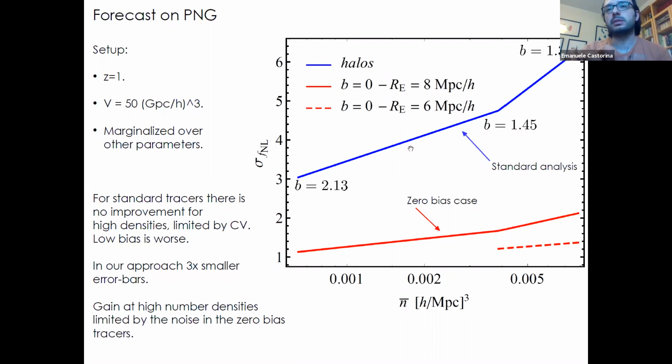What you see in blue is the standard analysis, where it never gets below a number which is over 3 or 5. Whereas in our case, we're able to push this much closer to 1, with improvements of more or less a factor of 3. If we could make this environmental scale smaller, the improvement would be even larger, because there would be even more scales where these fields look homogeneous. But of course, then you run into issues with the noise, and so we could not do this for 6 megaparsec for all the possible number densities. But in general, what we find is that the improvement is about 3 times compared to the standard case.